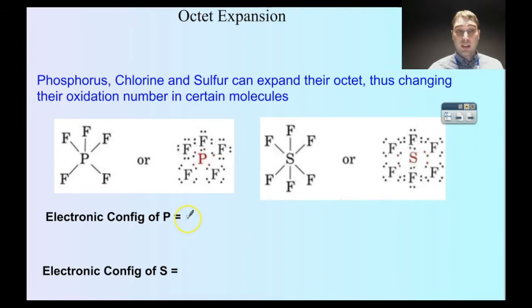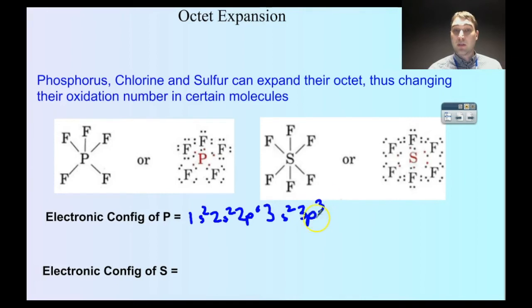So let's have a look at the electron configuration of phosphorus. It's number 15, so 1s2, 2s2, 2p6, 3s2, 3p3. So we'll talk about phosphorus in a second, but the way that you expand the octet of phosphorus is you can take these 5 electrons here, so the 2 here and the 3 here, and put them into the 3d subshell.